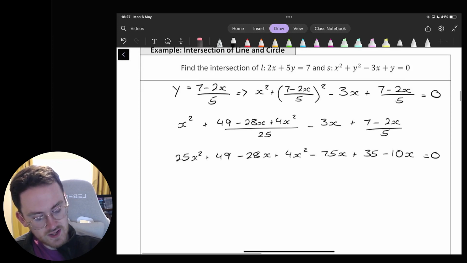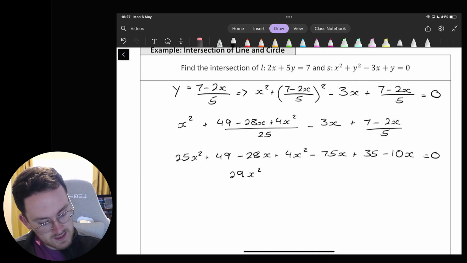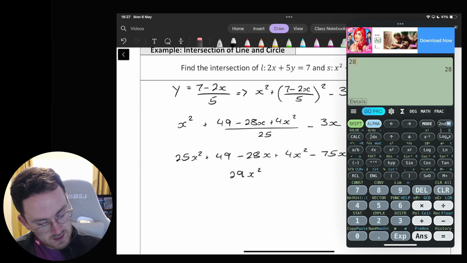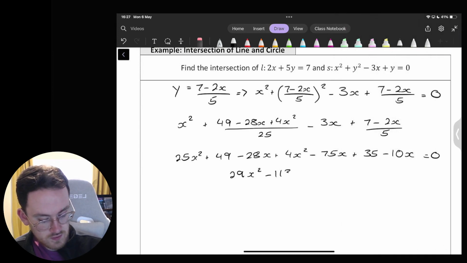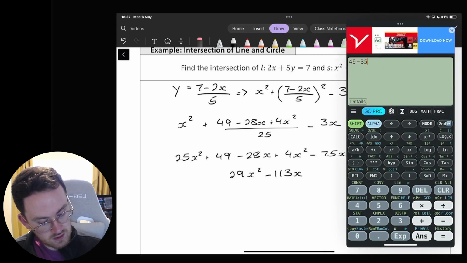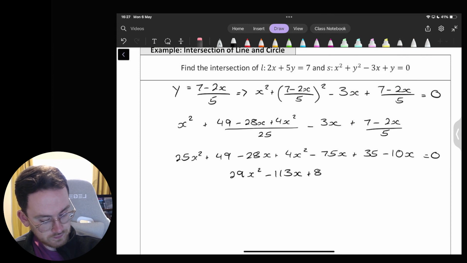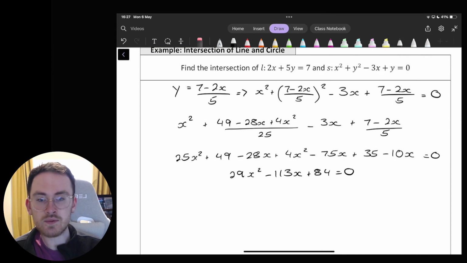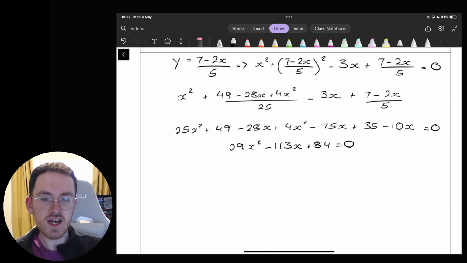Simplifying all of this down, I'm getting 29x squared altogether. For the x terms, I have 28, 75, and 10, giving me 113 altogether, so 113x, and then in terms of the numbers, 49 and 35 gives me 84. So we end up with a nice quadratic equation, which is what we expected. We're expecting to have two possible values for x.